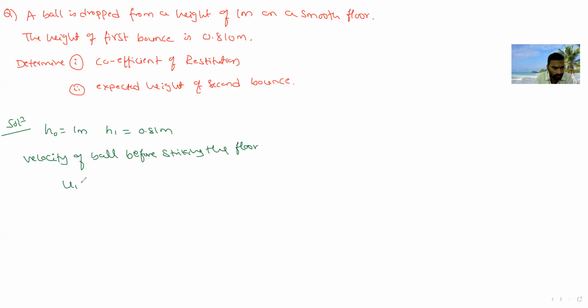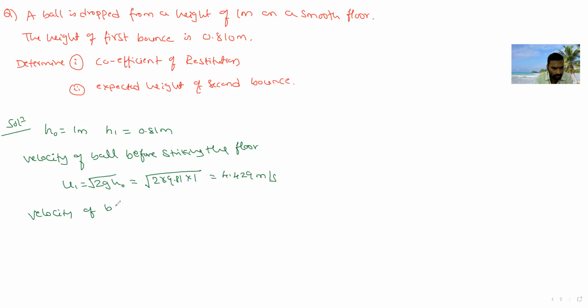What is that? U1 is equal to under root of 2gh1, or you can take h0, initially. So root of 2 into 9.81 into the height. Initial height is 1 meter. So it is 4.429 meter per second.